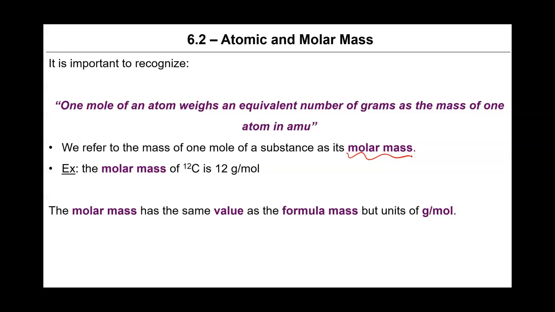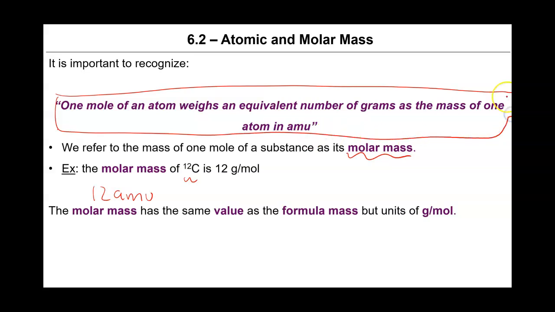So for example, we know that 1 carbon-12 atom has a mass of 12 AMU, which means if we have a whole mole of carbon-12 atoms, according to this statement up here, then that mole of carbon-12 atoms will weigh 12 grams, or we could say that the molar mass of carbon-12 is 12 grams per mole. So it's important to recognize that the molar mass has the same value as the formula mass of a compound or the atomic mass of an atom, but its units will be grams per mole.